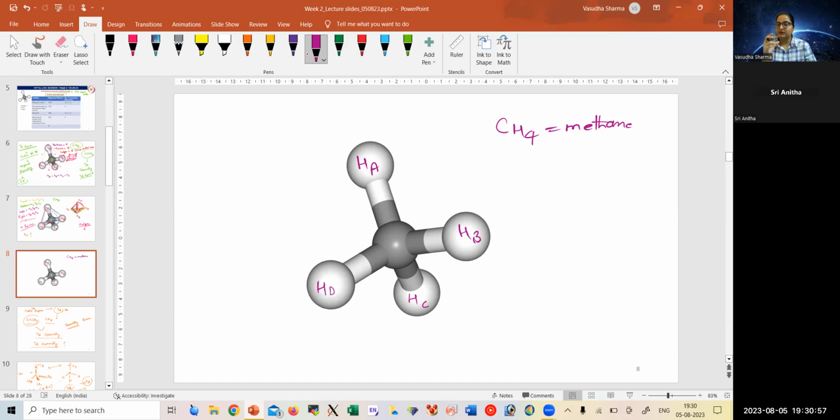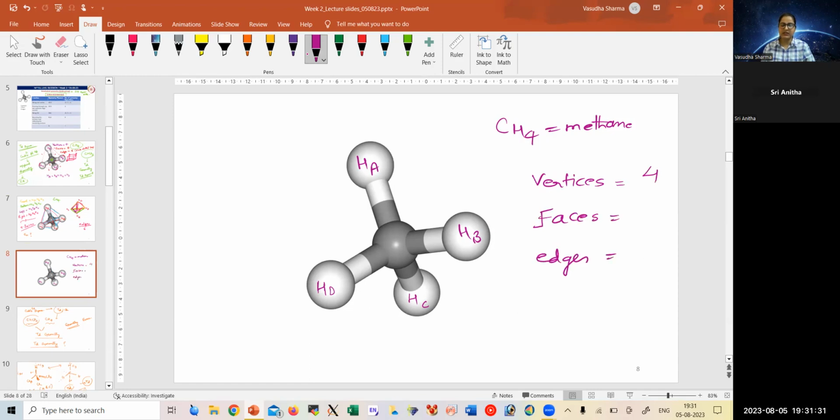Now, to define which symmetry element is passing through the center, to define the presence or location of your symmetry element, we need to know how many vertices, how many edges, and how many faces there are. Vertices are nothing but the corners. If you see this tetrahedron, the corners are nothing but your hydrogen atoms. So how many are there in number? 4. Right.